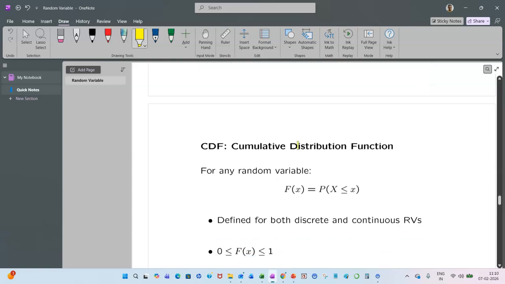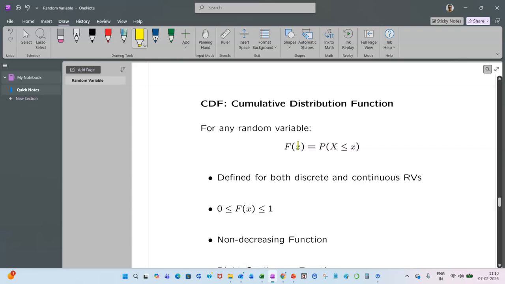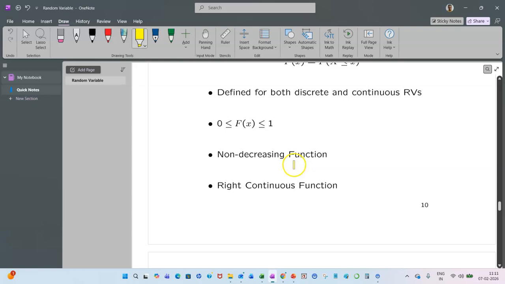Now we will go to an important topic, the cumulative distribution function. For a random variable X, capital F(x) is the probability that capital X is less than or equal to small x. That's a function of small x, and that's the cumulative distribution function, defined for both discrete and continuous random variables, and F(x) is between 0 and 1. Clearly total probability is 1, so the maximum is 1, and it is non-negative, so it is between 0 and 1. It's non-decreasing, it goes upwards as x goes to infinity.